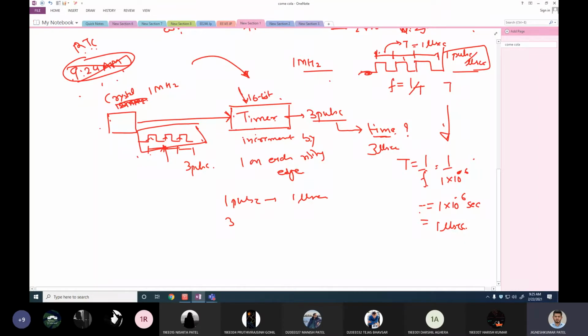You can interface with 8051 if you need real time. Real time is this time. This is known as real time. But other than that, there is this timer. What is this timer going to do? This timer is going to provide you a reference time.